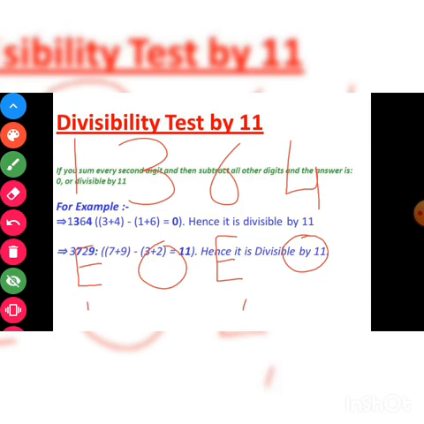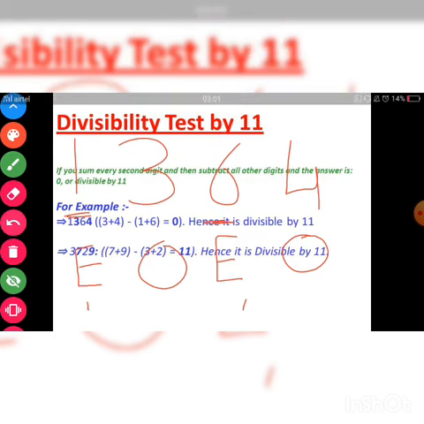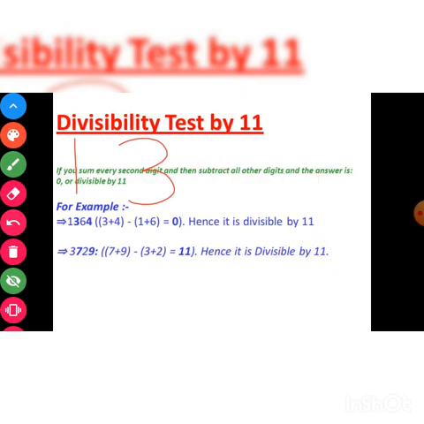Now let us add the even places. So the even places are 1 and 6. So add 1 and 6 there. You will get 7. Now let us add the odd places. So the odd places are 4 and 3. That is giving you 7. And the difference, if you see, you are getting 0 there. Hence it is divisible by 11.